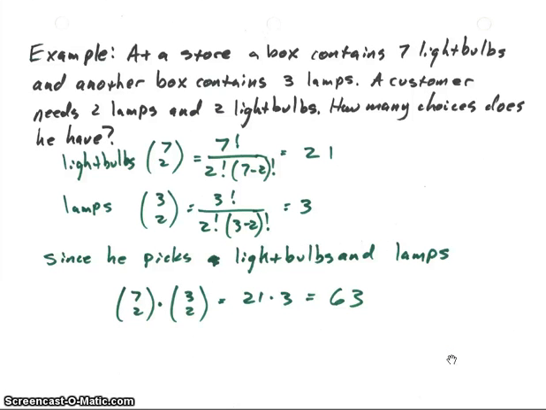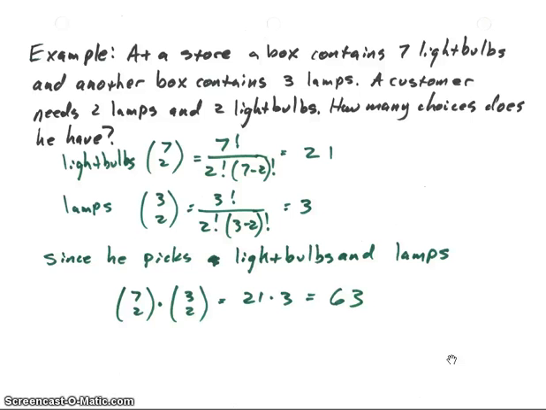Alright, let's look at another example. Suppose someone's going to a store, and there's 2 boxes there. One has 7 light bulbs in it, and another box has 3 lamps in it. Now the customer that's going to the store wants to get 2 lamps and 2 light bulbs, so he can put a couple lamps in his living room or somewhere. How many choices does he have of picking the 2 lamps and 2 light bulbs?